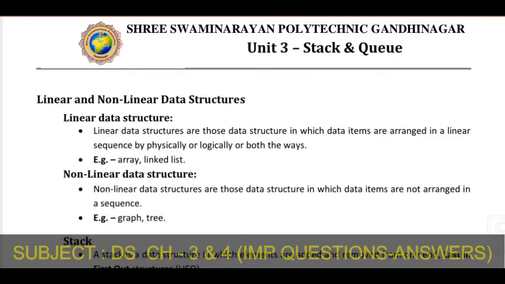So let's start. First of all, unit 3, stack and queue. The first question: linear and non-linear data structure. In a GTU exam, this question is asked for 2 marks. So what is a linear and non-linear data structure? Linear data structures are those data structures in which data items are arranged in a linear sequence, physically or logically, or both. For example, array and linked list.